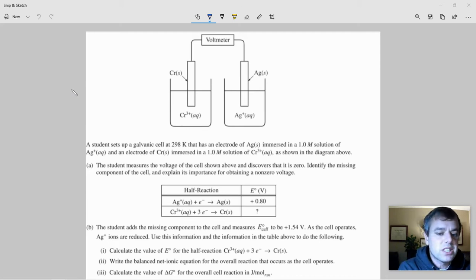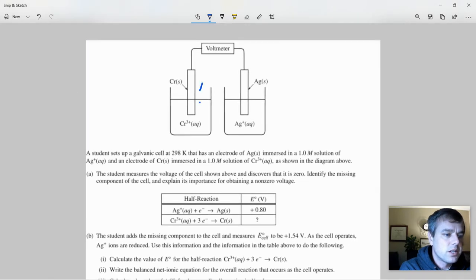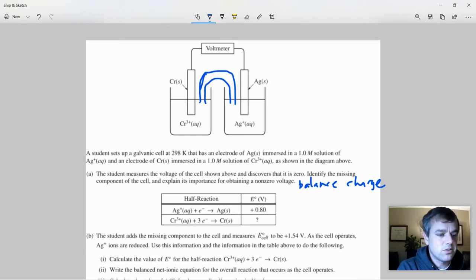So what's missing is the salt bridge, which would go here. And its importance is to provide a balance of charge, right? Because as this cell runs, well, we'll look a little bit more at this.